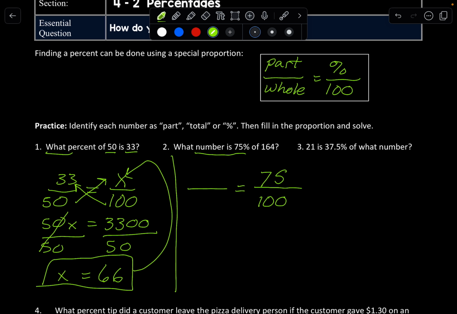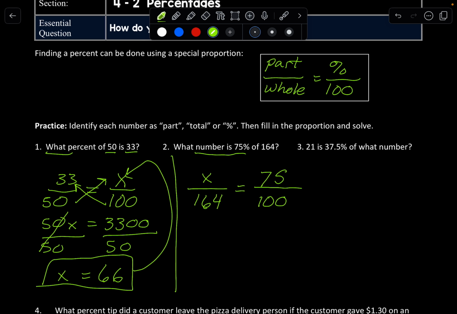All right, and we want to know what number corresponds to being 75%. So that's the number that's going to go on the top. That's the number that's going to be our x. We don't know what number is 75%, so that's going to go on the top. 164 corresponds to the whole, so that's going to go on the bottom.